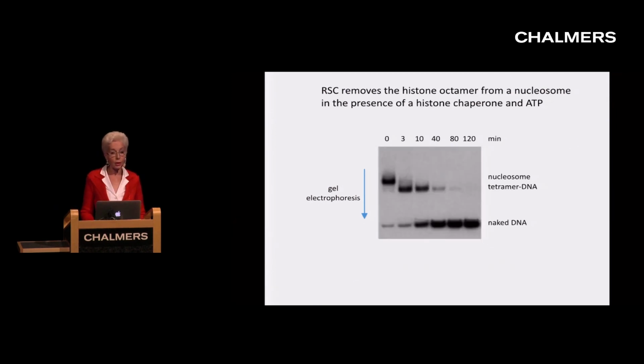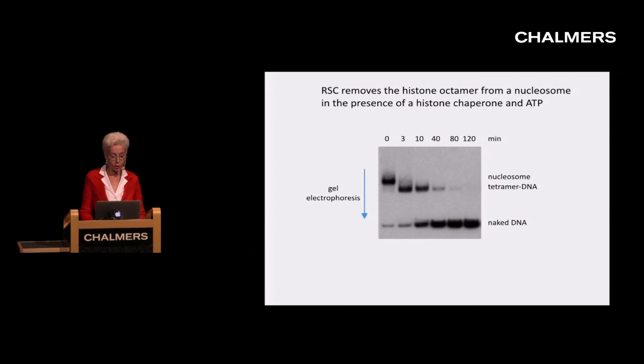Second, RSC can remove a histone octamer from DNA. This chromatin remodeling activity requires both ATP energy and the histone acceptor, which may be another DNA molecule, or, in the experiment shown here, a protein that binds histones, termed a histone chaperone.